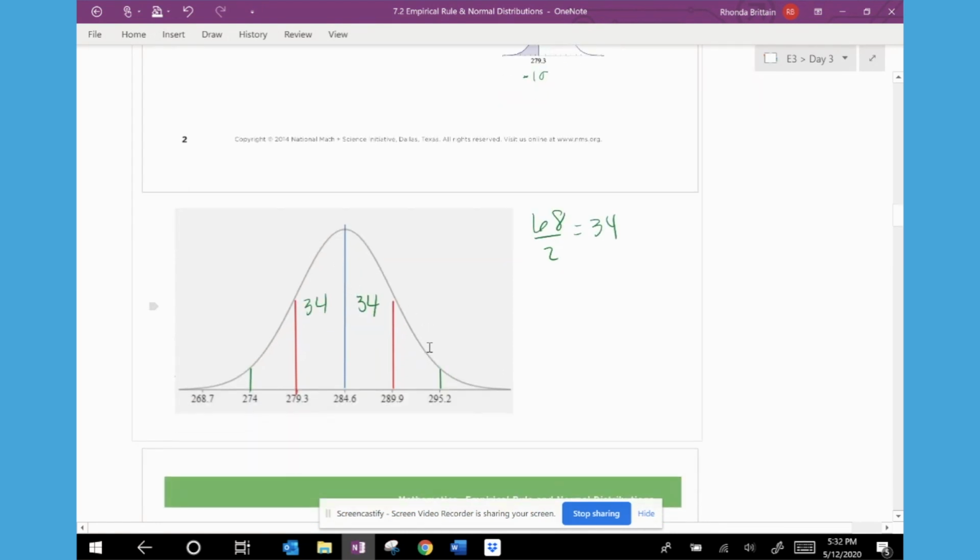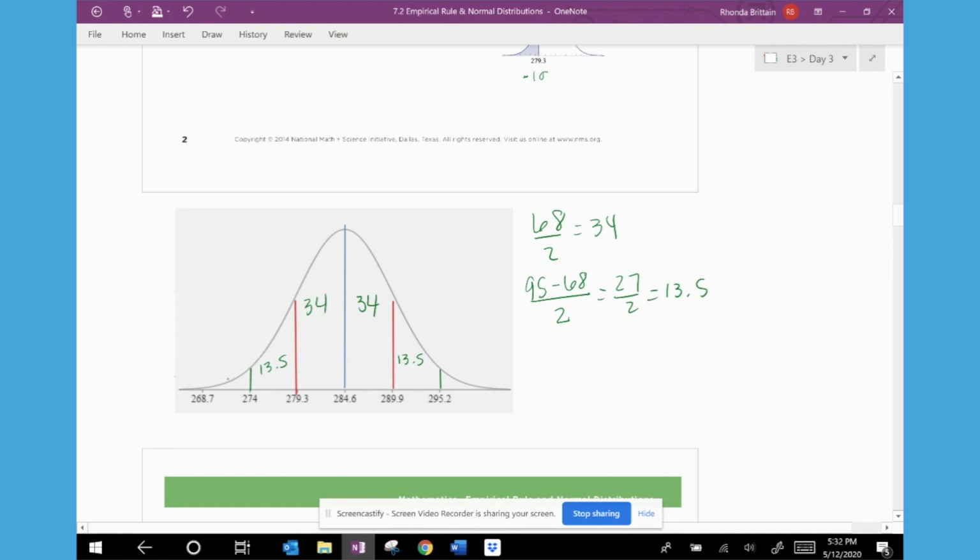Now, we know that 274 to 295.2 is 95%, but I also have to take into account the 68% that's already there. So if I take 95 minus 68 and take half of that, because I have 2 sections, that's going to end up giving me 27 over 2, or 13.5. So I know that 13.5 is here and 13.5 is here. Now to check yourself, you can add 13.5, 34, 34, and 13.5. That should add up to be 95%.